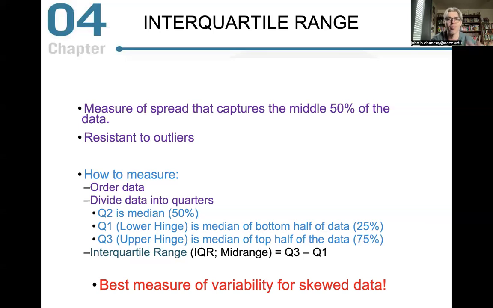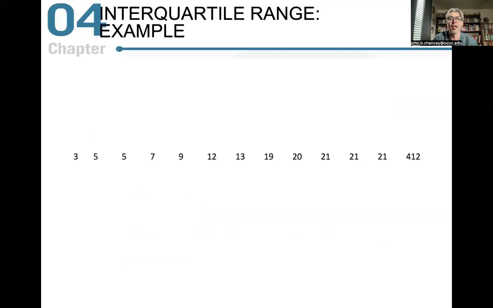And it tends to be a much better measure of variability, especially when we talk about skewed data that's being pulled by those outliers. It's more resistant. It's much more focused on what's happening in the middle of our data set. So here's an example of what that might look like in real life.